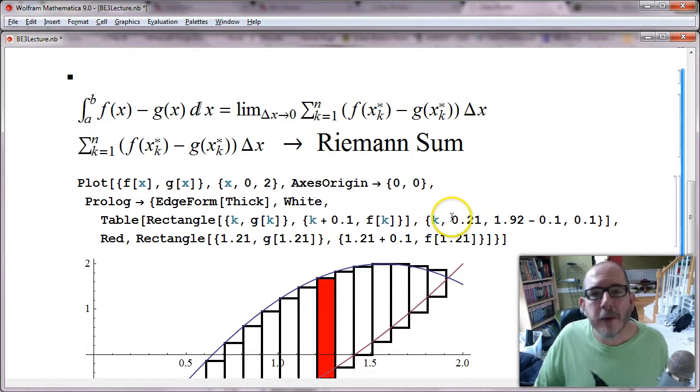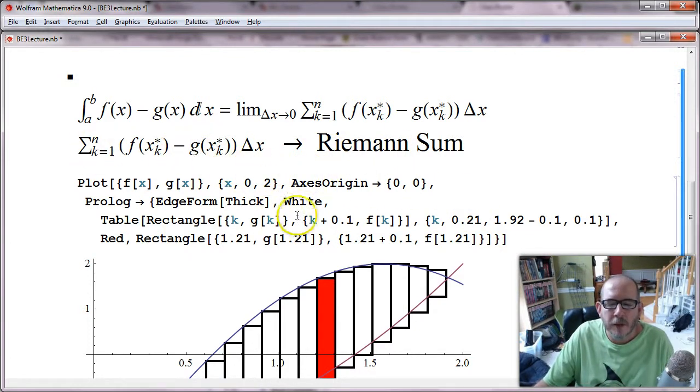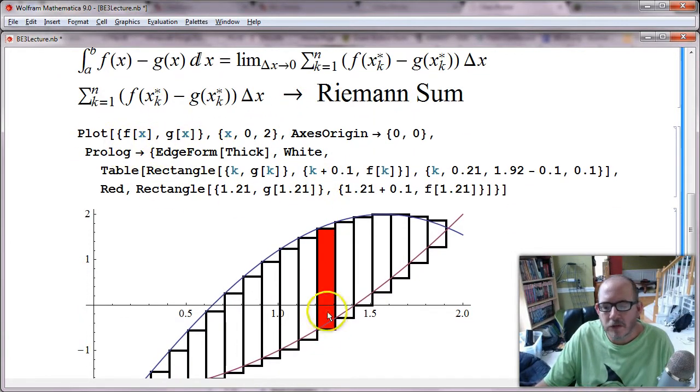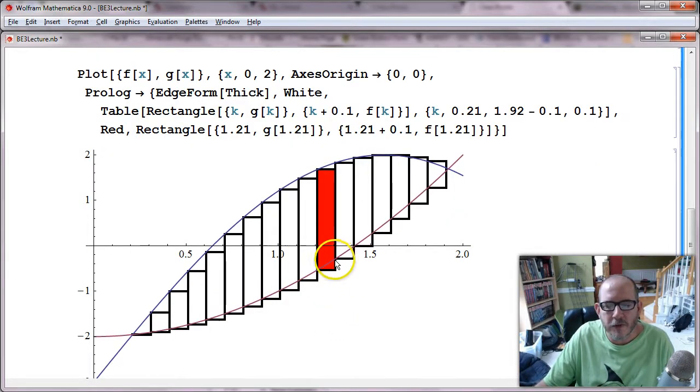So in the beginning, there was the Riemann sum. Since the picture's sitting here staring us in the face, let me jump in. Here's F, and here was G in this case. And what I've done is I've broken this up into about 15 little sub-intervals and formed rectangles.